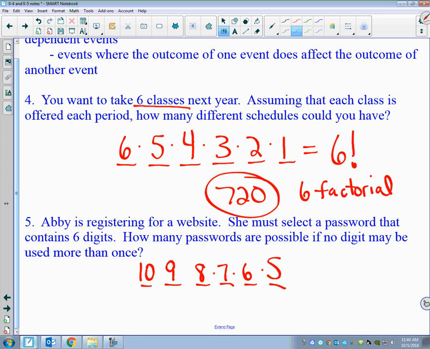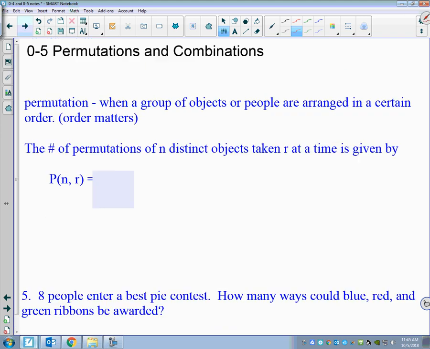and when she gets to the last one, she only has 5 digits. Is this the same as 10 factorial? No, because we didn't go all the way to 1. So you have to do 10 times 9 times 8 times 7 times 6 times 5. And that would be just for a 6-digit password. If you can't repeat the numbers, would be 151,200 ways that can happen.